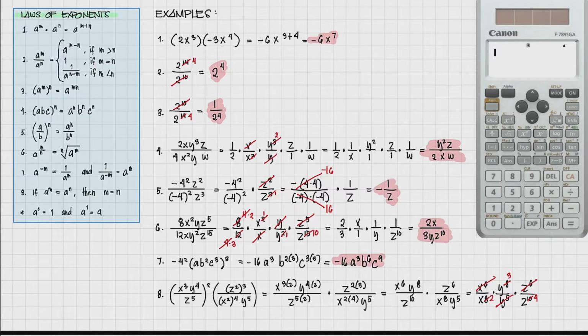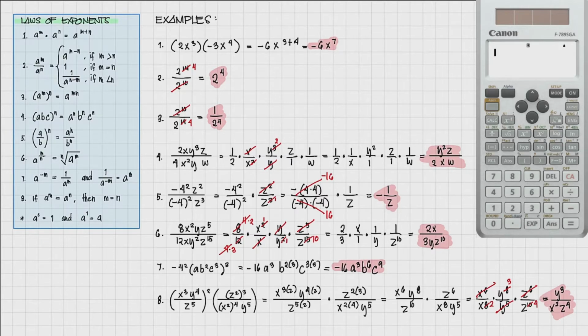Right? Okay. So let's rewrite that to simplify things. So you'd be left with y cubed, or y raised to 3, divided by x raised to 2 and then z raised to 4. Is that right? Yes. So that's the final answer for example number 8. Let's try a few more problems.